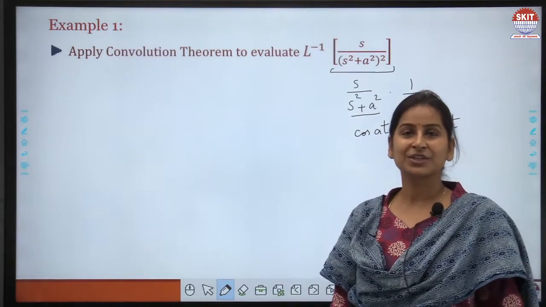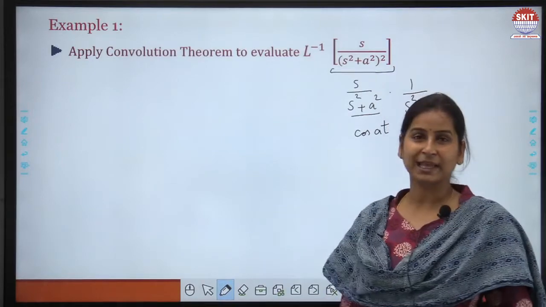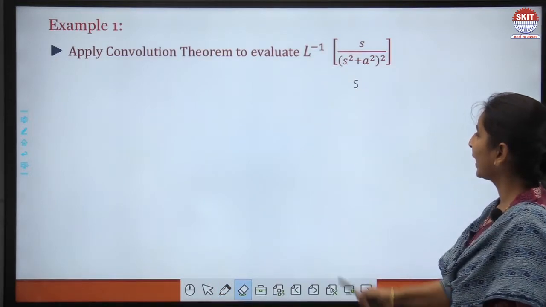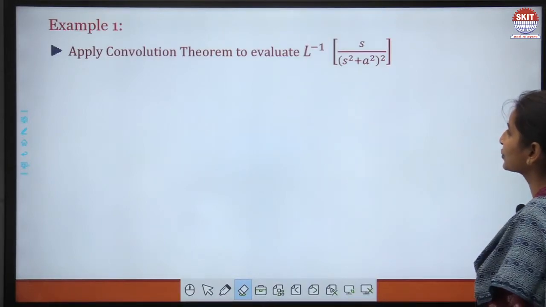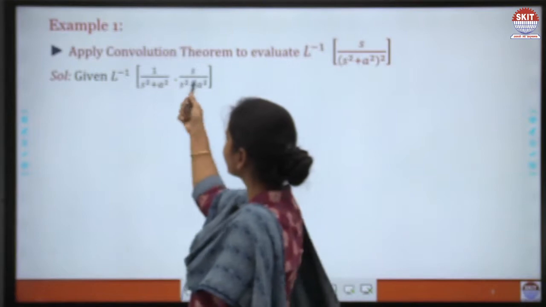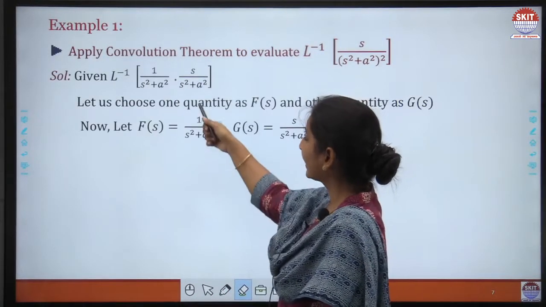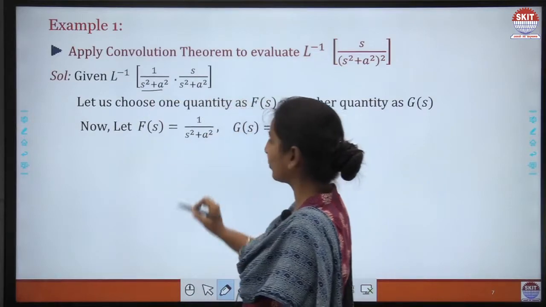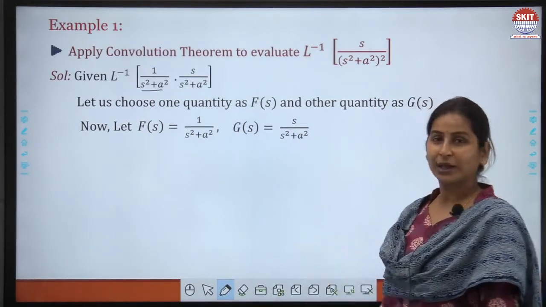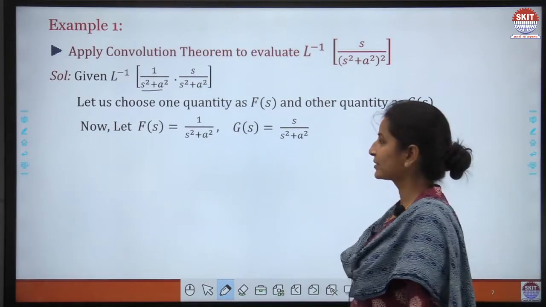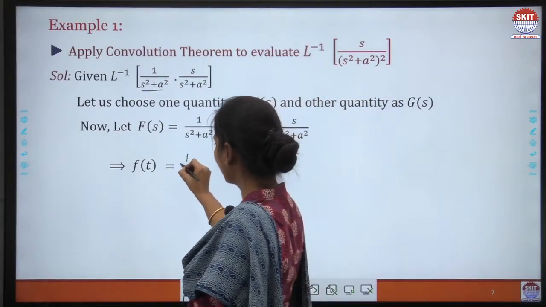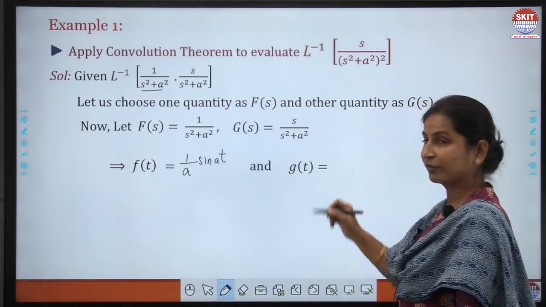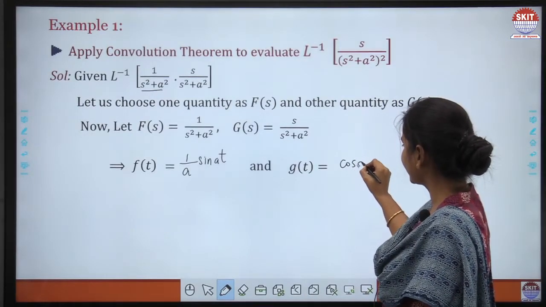Now the choice of F(s) and G(s) is entirely yours. You can take any one of them as F(s) and any one of them as G(s). The order doesn't matter. So again, in order to apply the convolution theorem to this question, I just separate these in terms of two different functions and I choose one of them as F(s) and the second one as G(s). So let us choose this one, that is 1 upon s square plus a square, as F(s), and the second one as G(s). These two are your standard functions, so you can directly write down their inverse. The inverse of this will be 1 by a sine of at, and again the inverse of this function will be cos of at.